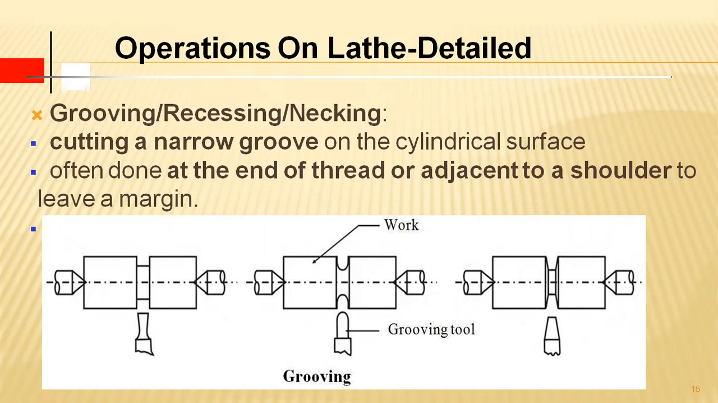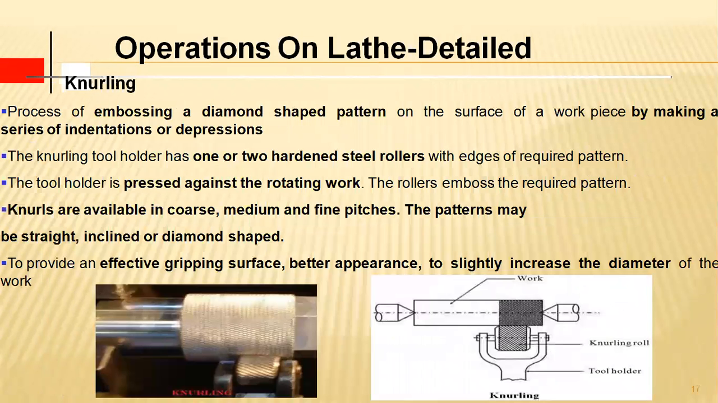Next come additional operations such as grooving with different dimensions, recessing, and necking, which are made for achieving the different parametric changes required within the operational consignment. Knurling operations.